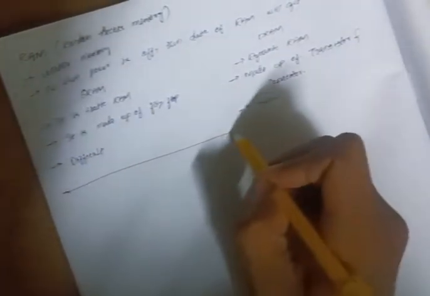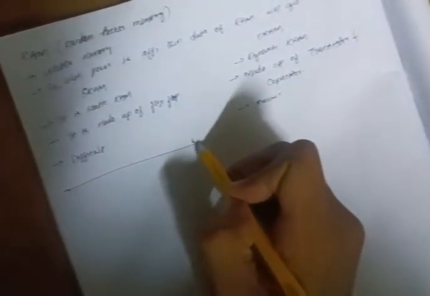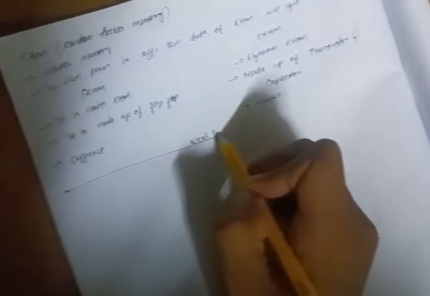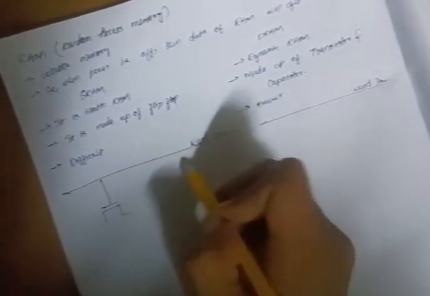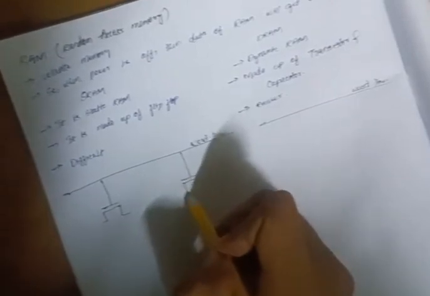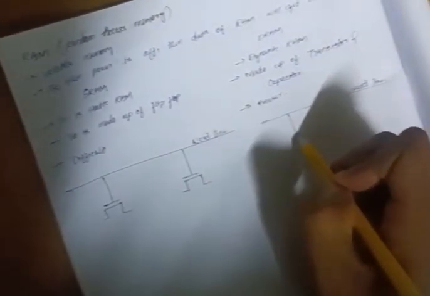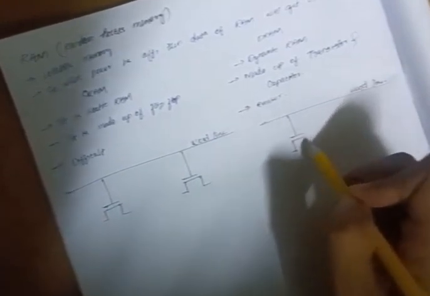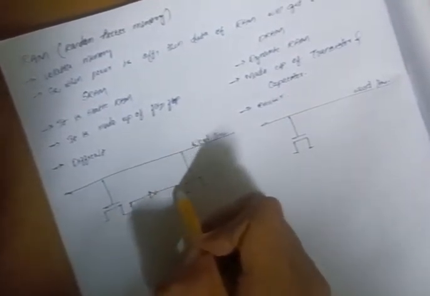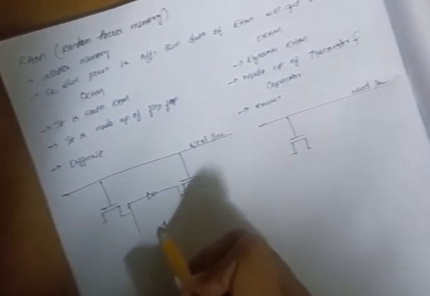Let us draw the structure. It consists mainly of a word line, which allows us to read and write. Here also a word line. Now the transistor, which is connected to the word line. In case of static RAM, two transistors are required. In case of dynamic RAM, only one transistor is required. In static RAM, in between the two transistors, an inverter is placed and a back-to-back inverter is placed.